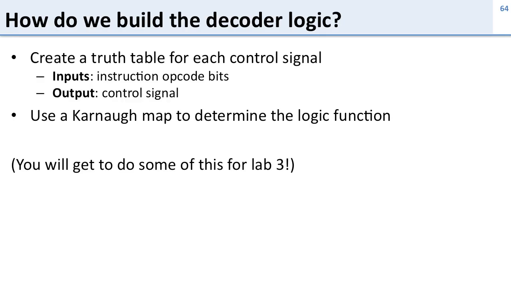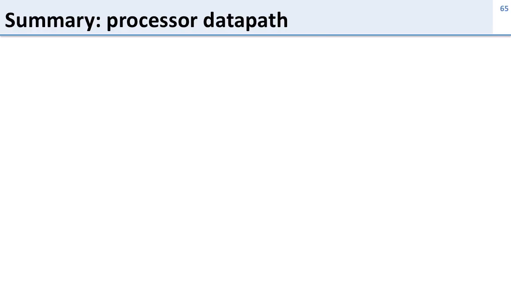So how do we build all this logic we were just talking about? Well, it's just like we discussed in the lecture on logic. You put together a big truth table for each control signal, and you use a Karnaugh map to figure out the logic function, and then you just build the logic function. You're going to get to do some of this for a simplified version in Lab 3, so you'll get some experience with it. So let's summarize what we've talked about now.